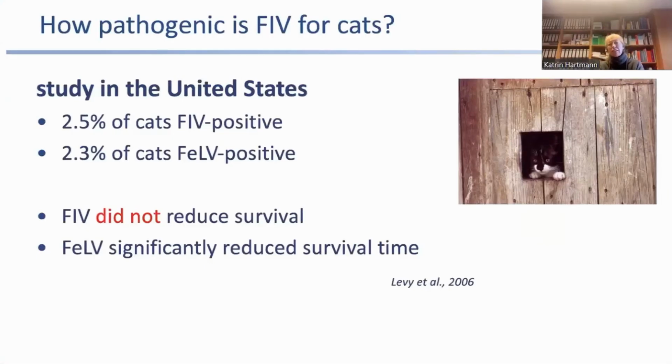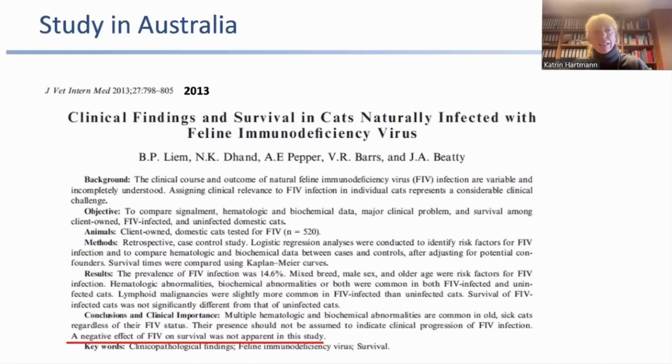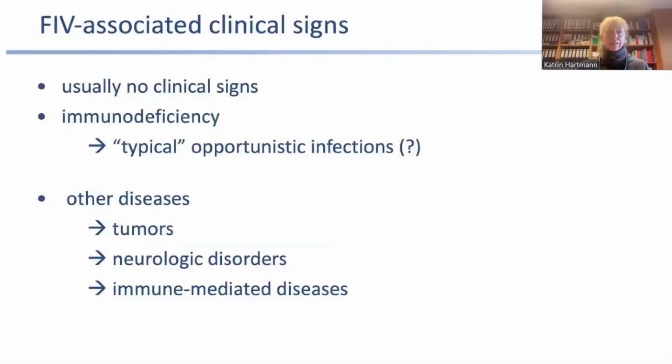Julie Levy did this study in the United States, and she showed the same thing. FIV did not reduce survival time. And also in this study in Australia, they looked at cats with FIV infection, and there was no negative effect of FIV on the survival of these cats. So we know FIV is not very pathogenic in cats.